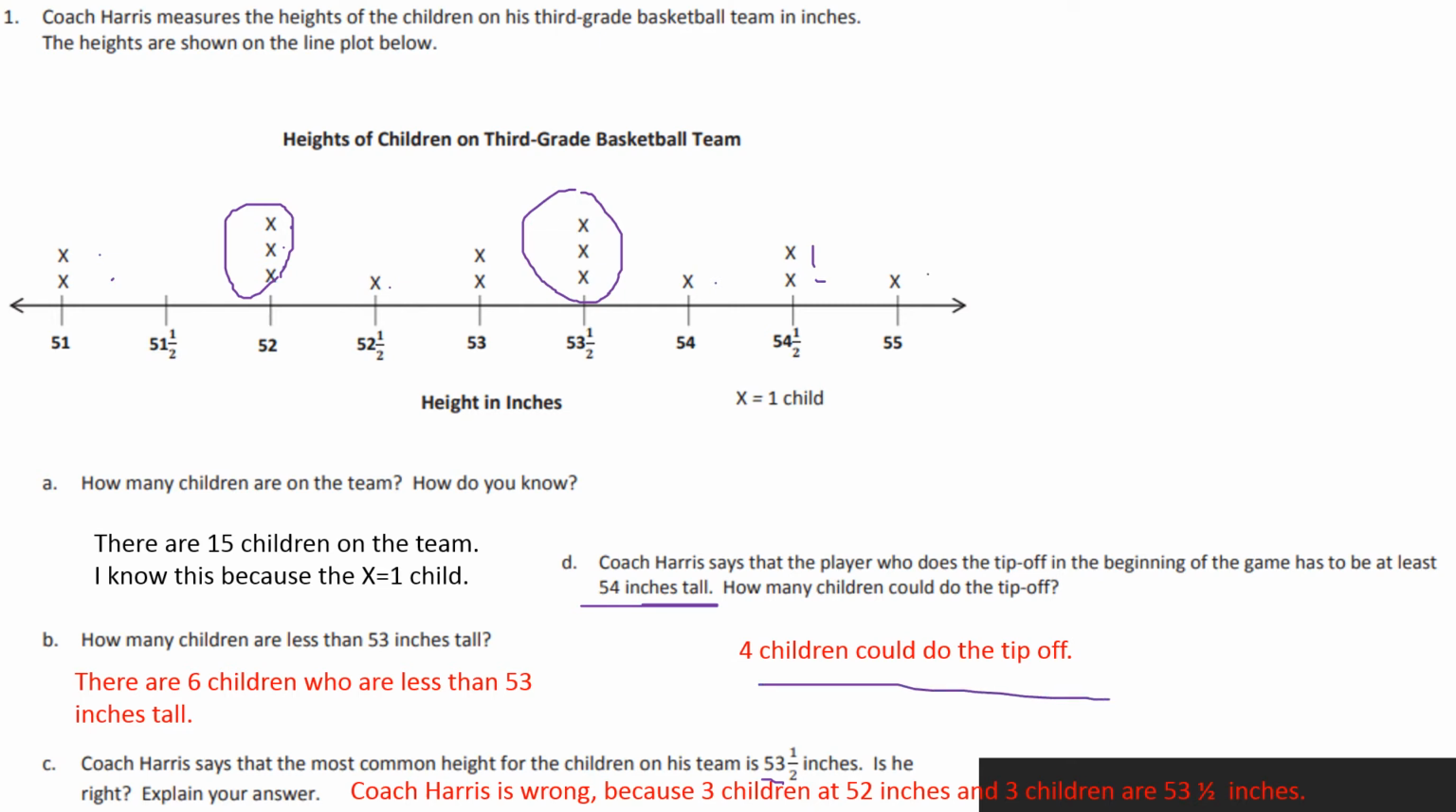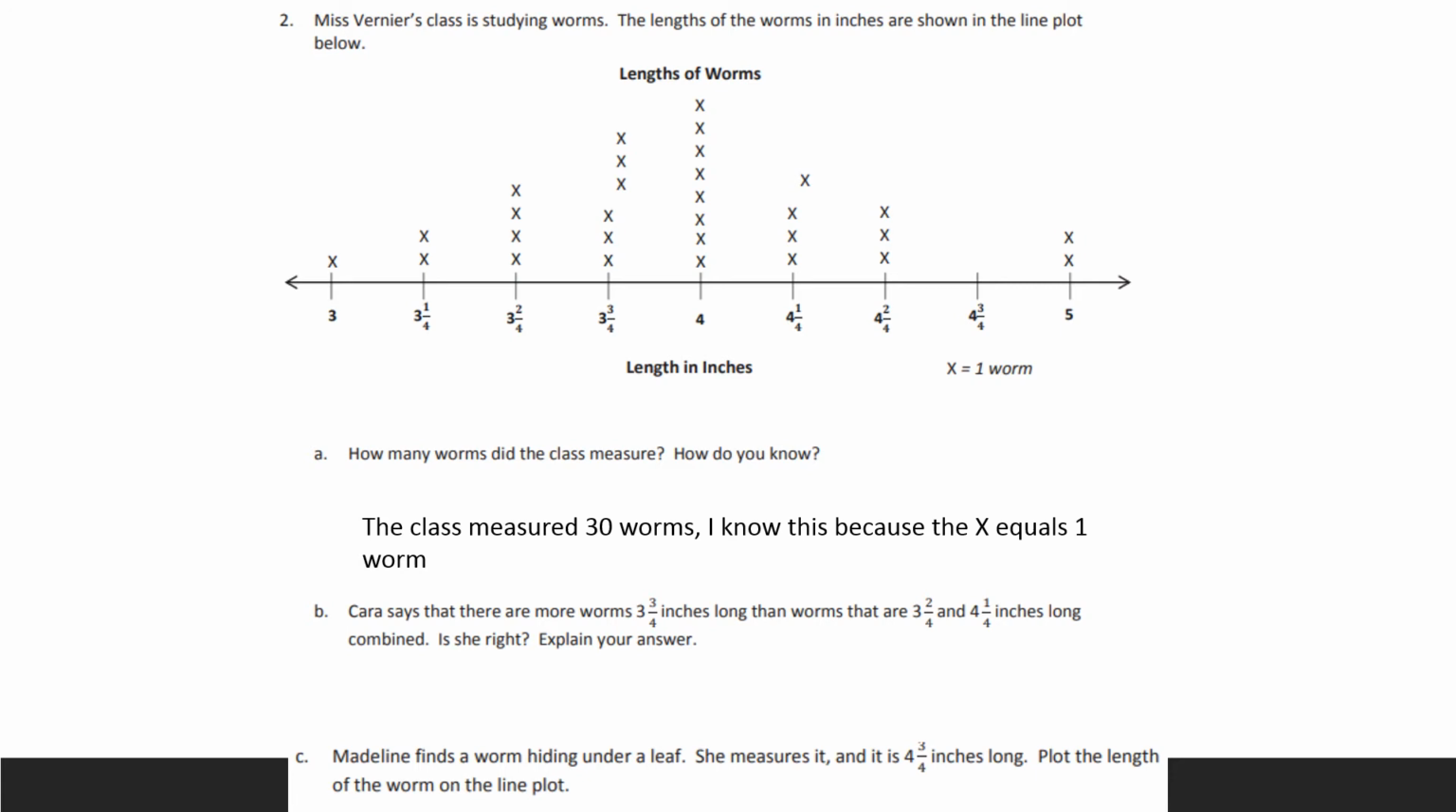So let's keep going. As you've noticed, this problem was just about reading this graph, and that's what we're going to be doing for these lessons right now. For this next one, it says, Miss Werner's class is studying worms. The length of worms is in inches and shown in the line plot below. And we know again, 1 x equals 1 worm. How many worms did the class measure? I counted these. The class measured 30 worms. I know this because the x equals 1 worm.